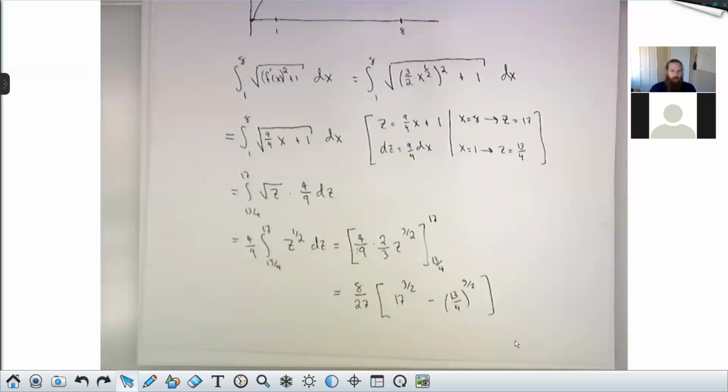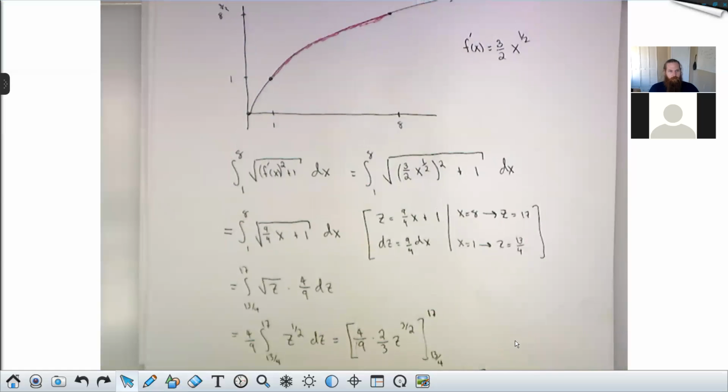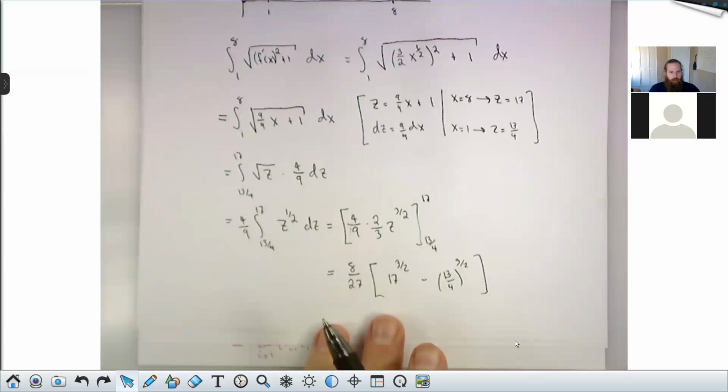All right, so this is arc length. It's about finding the length of a part of a curve. 17. Yeah, 17 is the bound.